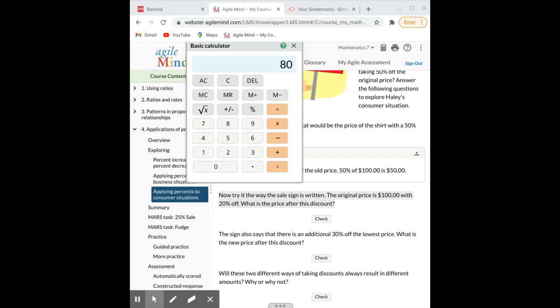Which part do we want to look at, Landon? The one that you just did. All right. So what I said was if we do 100% minus 20%, that is 80. So I'm going to do 80 divided by 100, and I'm going to get 8/10. And I'm going to take that 8/10 and multiply it by 100, and that's going to give me $80.